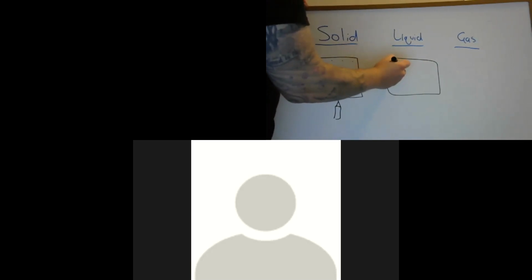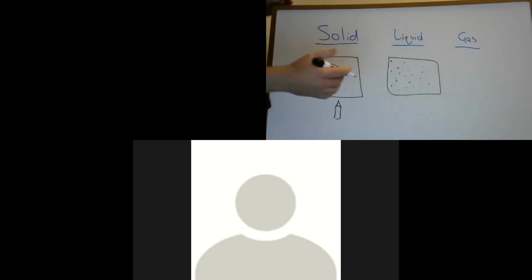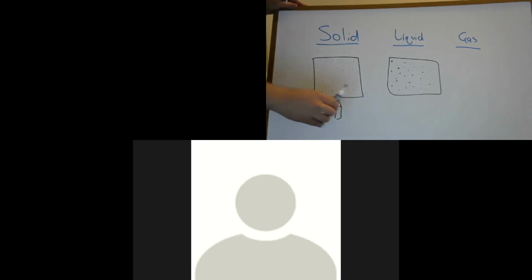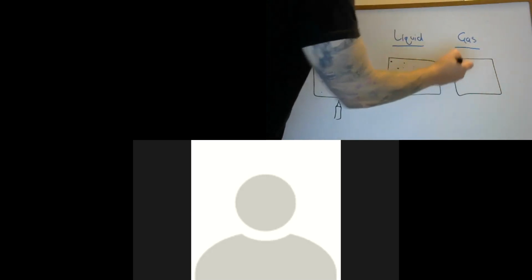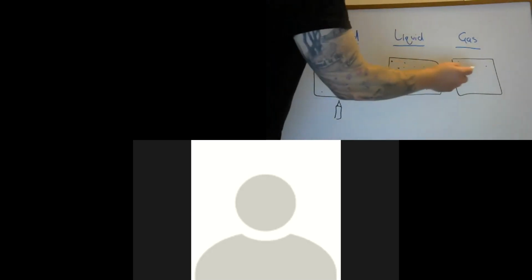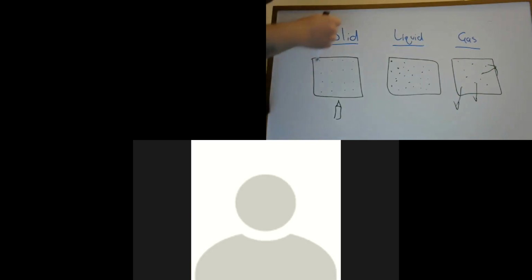We add energy in the form of heat, it starts to vibrate. Particles are not so uniformly distributed. The energy level is increasing, they're bouncing off each other, but they have a defined volume. Solids have a defined volume and a defined shape. Gases have no defined shape and no defined volume. So they're all over the place, bouncing off each other. And when gases go up into the air, you spray a can of deodorant, they will try to get as far away from each other as possible.